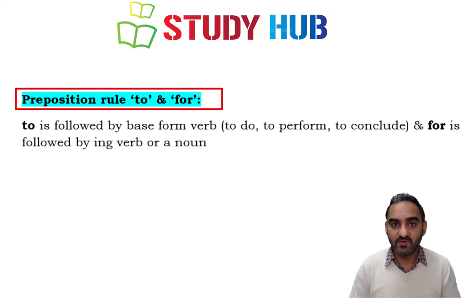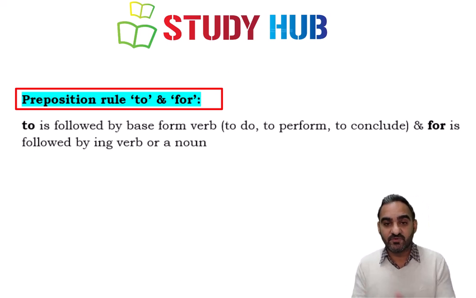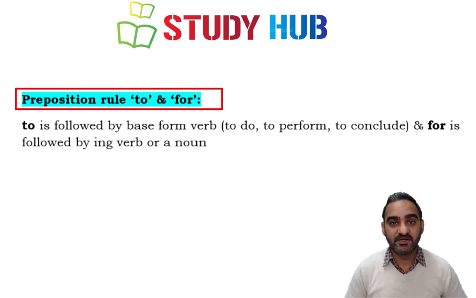So all this, teach, learn, perform, do, they are base form verbs. There are different forms of the verbs: S form, base form, ing form, ed form. Base form is the basic verb that doesn't have any s or ing with it. And for will be followed by ing or nouns.